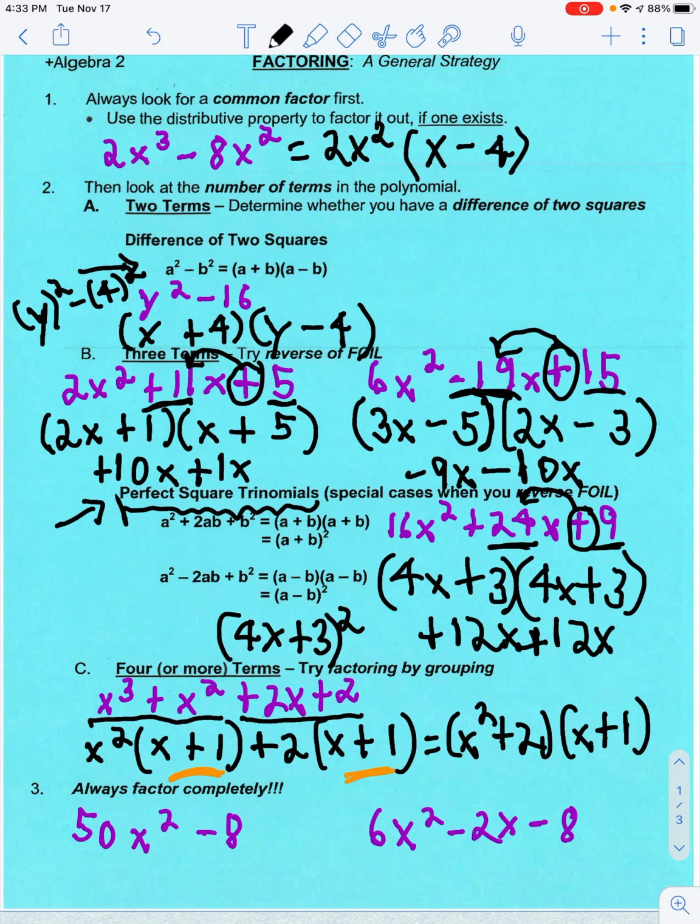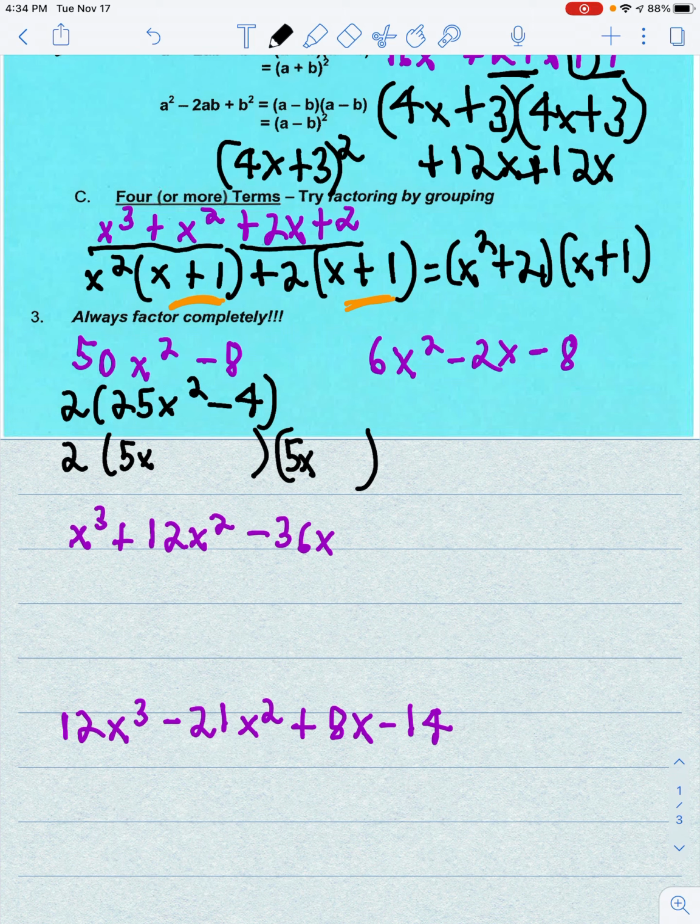This is where we factor it and we take the square root of 25x squared. That means 5x in the first positions. And the square root of 4 is 2. And one is a sum and the other is a difference. So that's my first one.